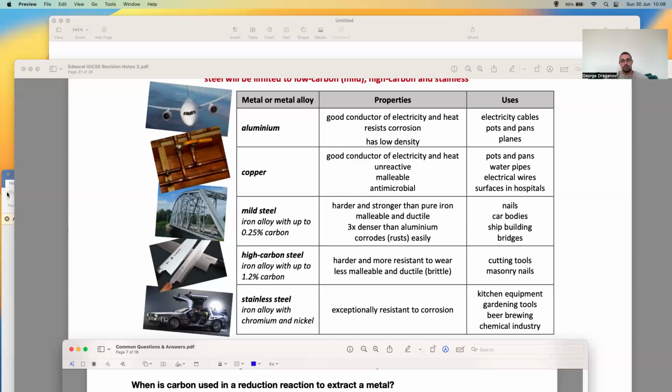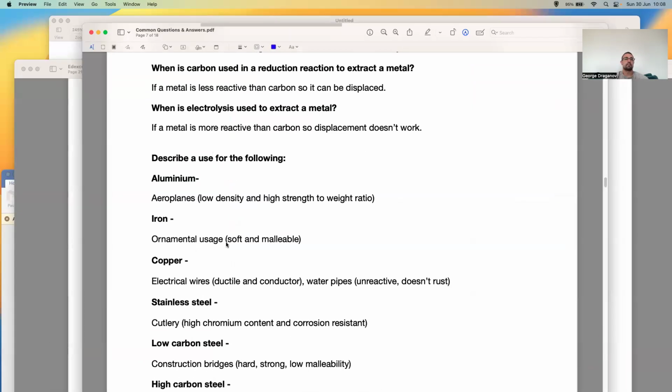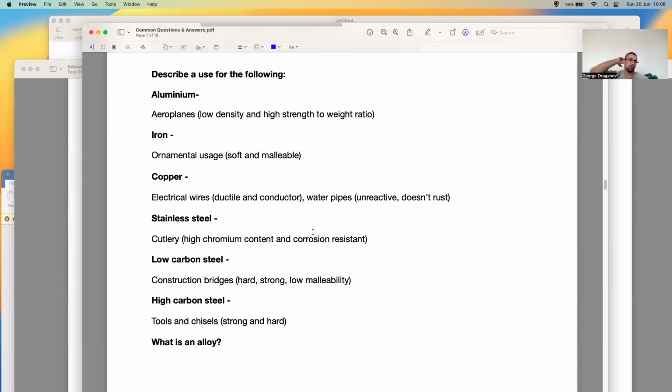So this is the summary. I also have another version of it here with minimal words if you prefer. So I've got stainless, low carbon, and high carbon steel. And I've got the copper, the iron, ornamental usage, soft and malleable.